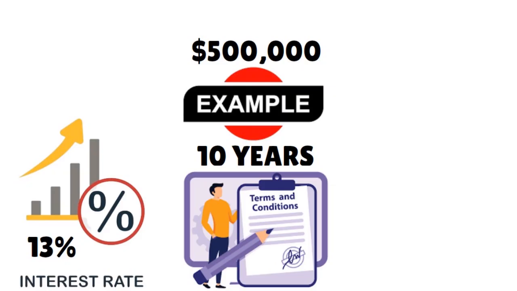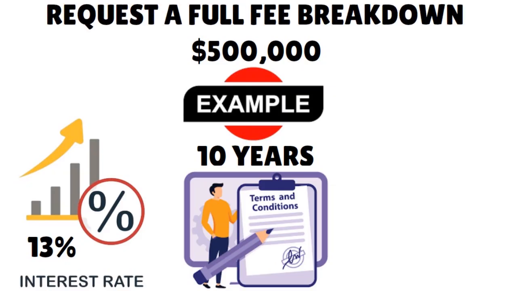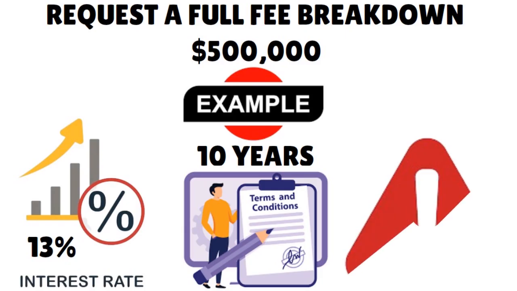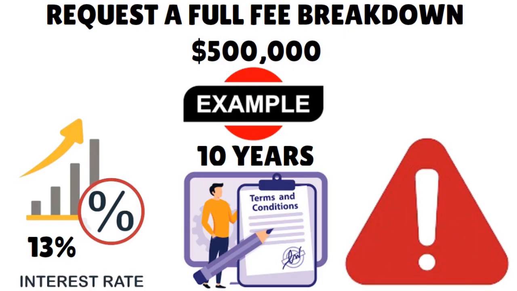And what you want to do also is request a full fee breakdown. Ask the lender to provide a written list of all fees, including one-time and recurring charges. And if the lender is hesitant, this is actually a red flag. You do not want to do business with them. You want to keep looking, right? Because the last thing you want is to be charged a very hefty hidden fee, okay?